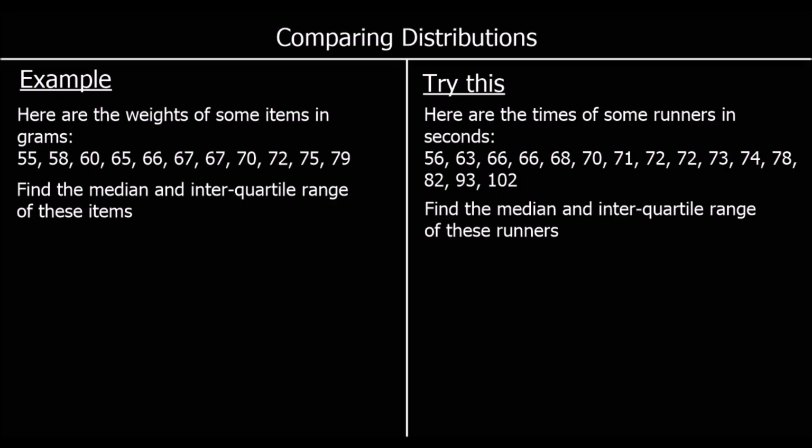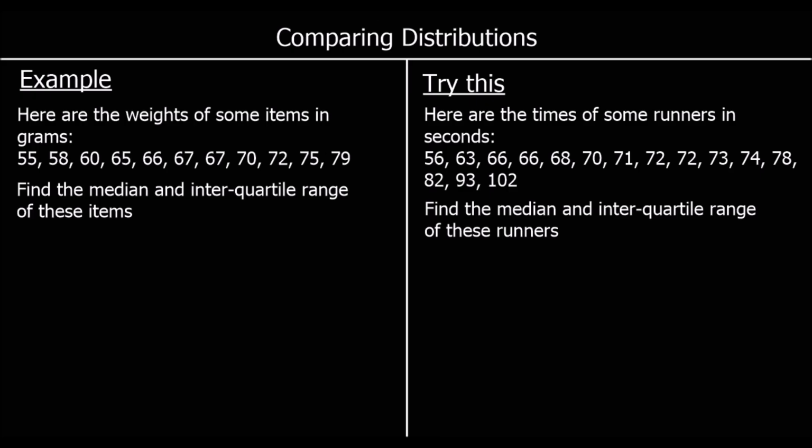In this video, we're looking at finding the median and interquartile range, and then we're looking at using them to compare distributions. In the example here, it says, here are the weights of some items in grams. Find the median and interquartile range of the weights of these items.